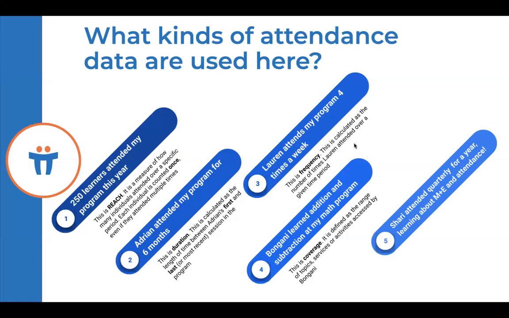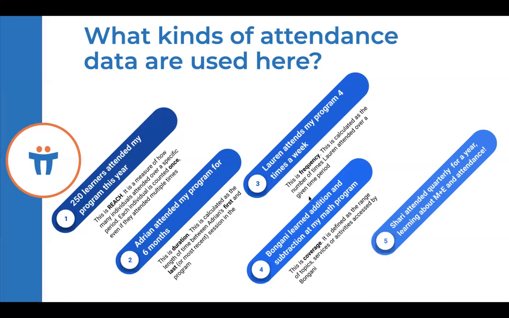Again, equally, when we talk about attendance, we can talk about what someone did or what someone is supposed to do in the future. So we can have targets for attendance and we can have actual recorded attendance. So we could say that at the program, Bongani should learn addition, subtraction, algebra, and geometry, say.